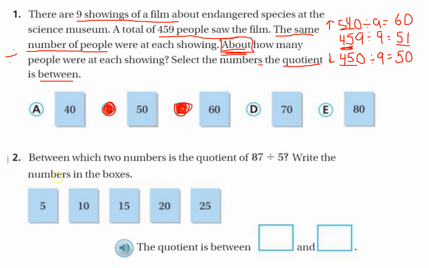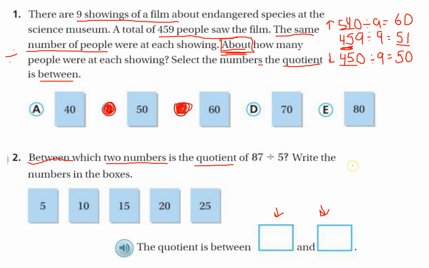Okay, moving on to number 2. Again, between which 2 numbers is the quotient. Quotient just means the answer. So which 2 numbers is the answer of 87 divided by 5 between? Write the numbers in the boxes. Here are the boxes, and here are your numbers to choose from.